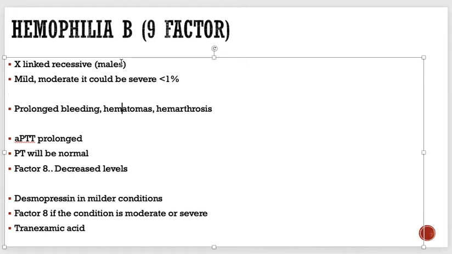Same story. APTT will be prolonged because factor 9, again, affects the intrinsic pathway only. So it will be prolonged. There is no role of factor 9 in the extrinsic pathway, so PT will be normal. When you check the levels, factor 8 will be normal, but factor 9 will be reduced.